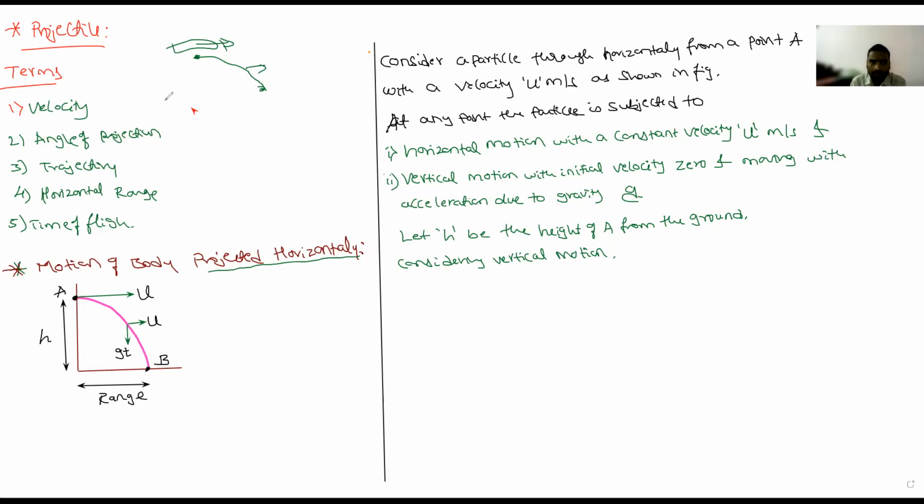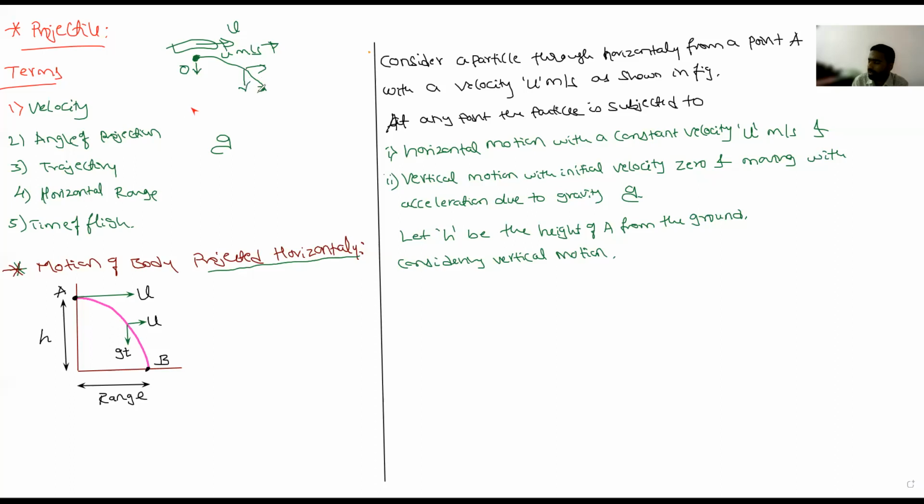So the aeroplane is moving with the velocity u, correct? And it has dropped a body, and that body has velocity u meter per second in the horizontal direction, but it is not given any initial velocity in the vertical direction. Initial velocity in the vertical direction is 0. And it is subjected to gravity, correct? What is the acceleration due to gravity? g.